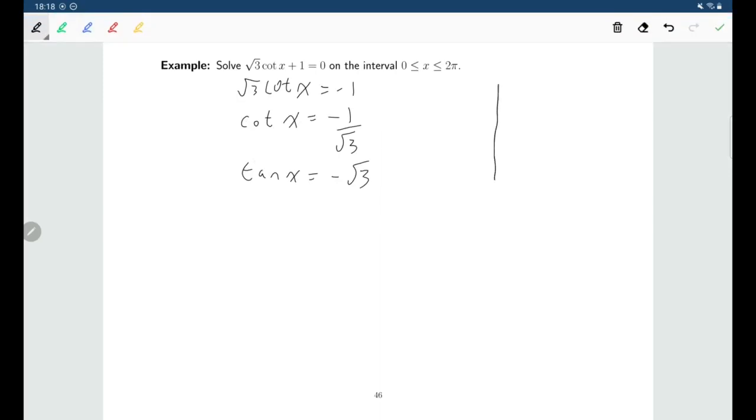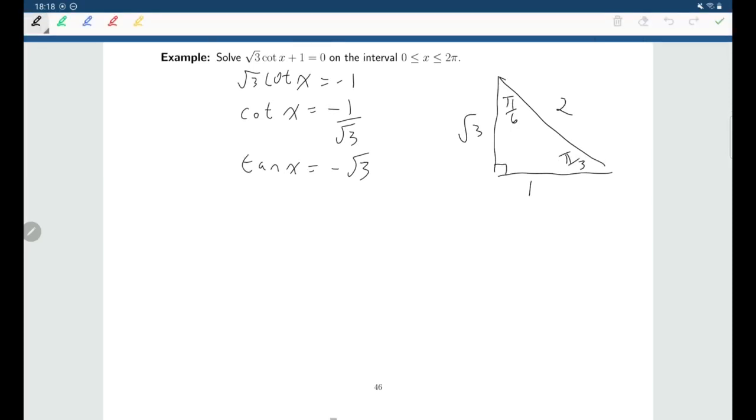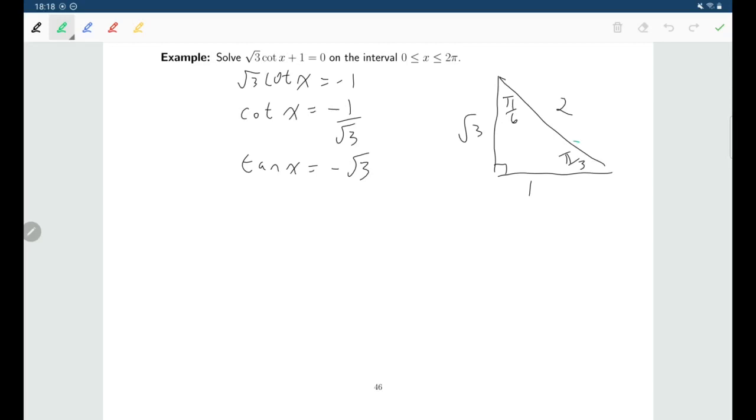And if you're looking at our special triangle for the 30, 60, 90, we can see that for pi over 3, tangent of pi over 3 would be opposite over adjacent. So we know that tangent of pi over 3 would be positive root 3. We're looking for tangent to be negative root 3. Or in other words, we're looking for x to be tangent inverse of negative root 3.